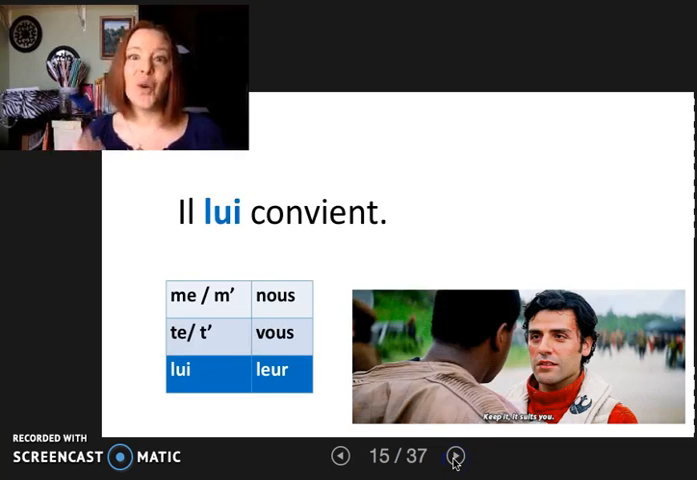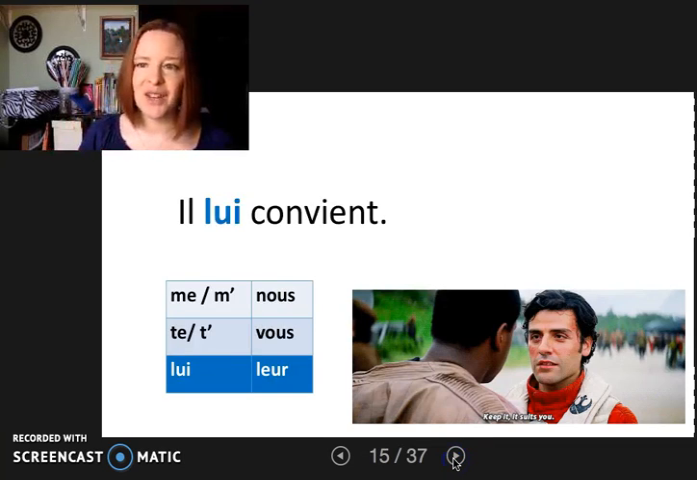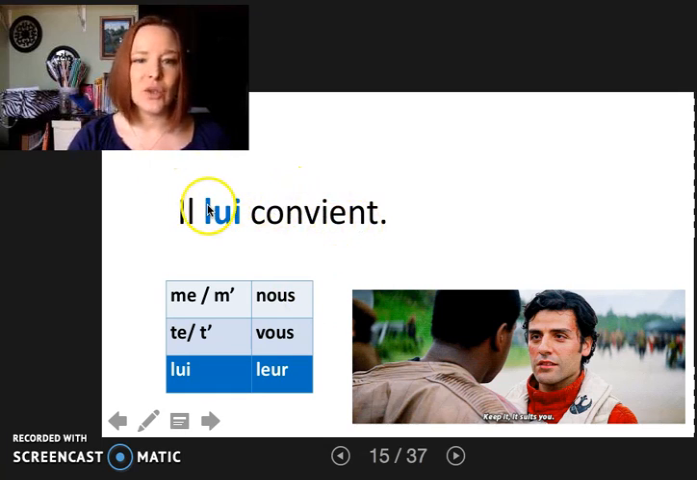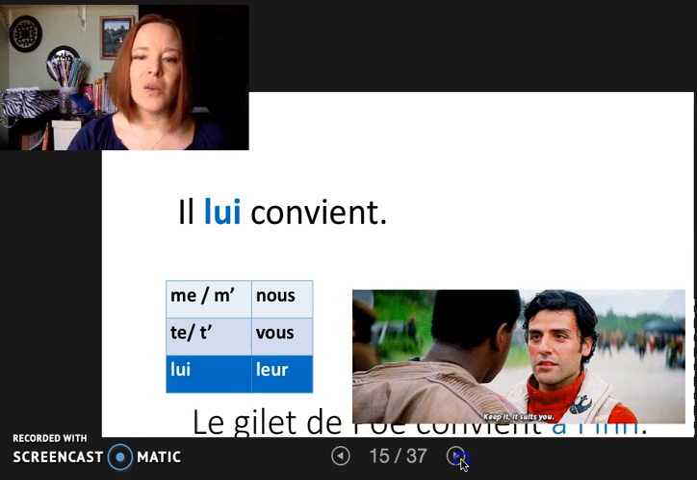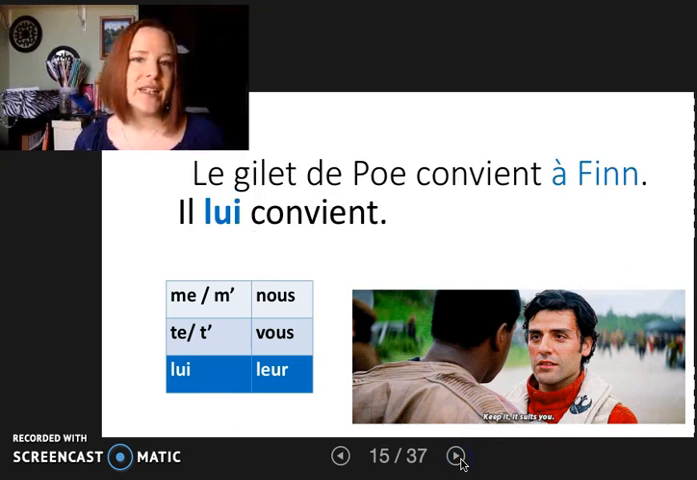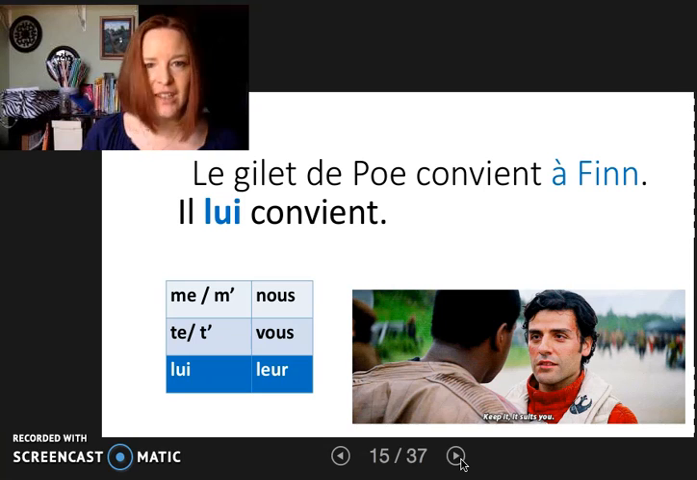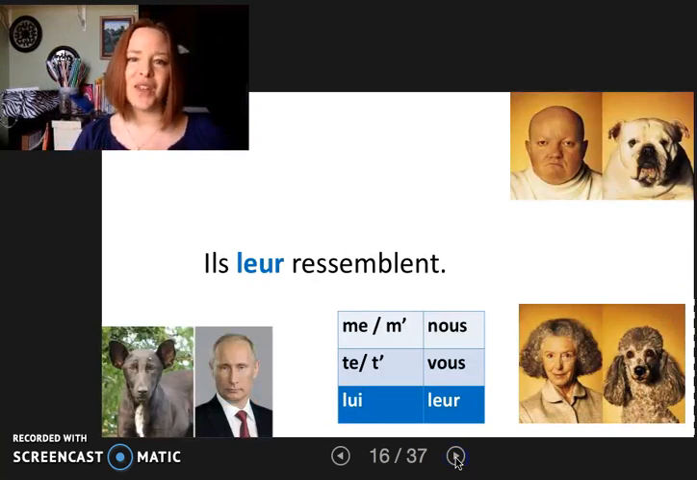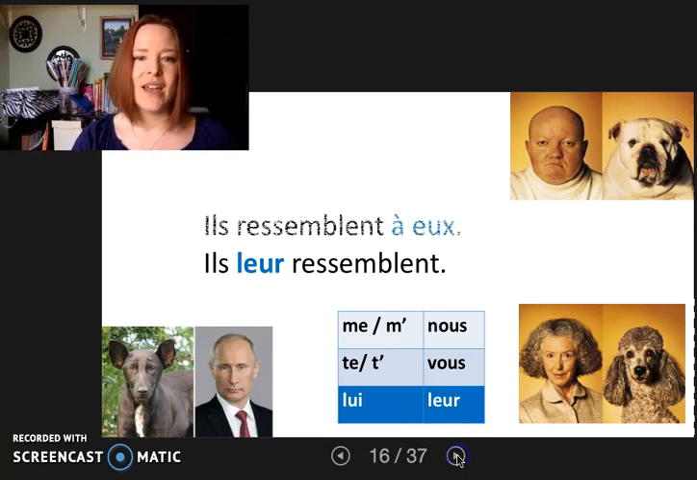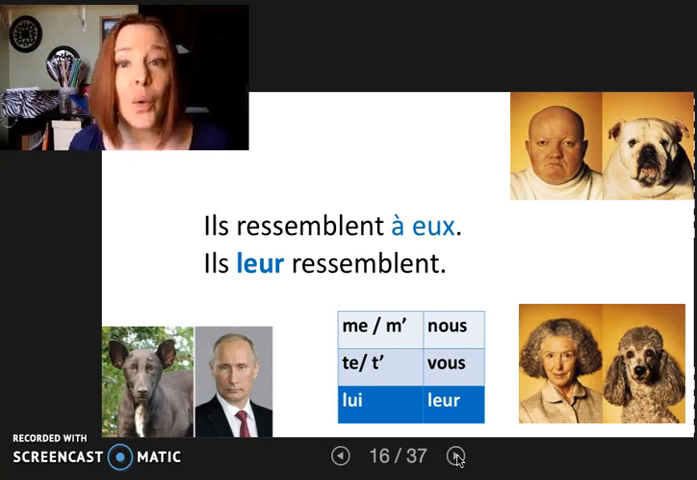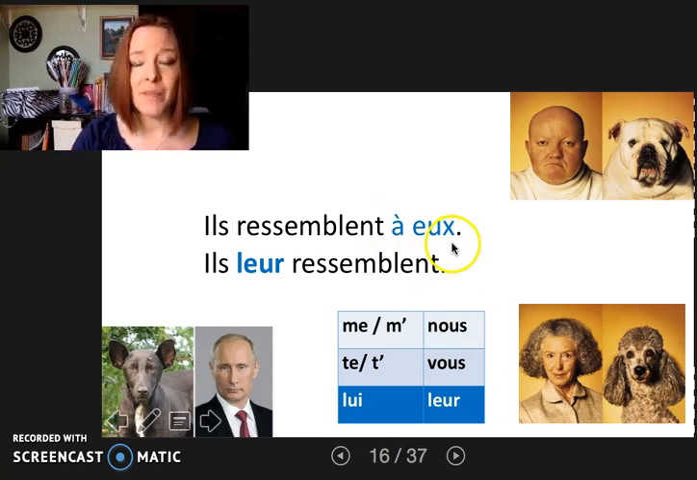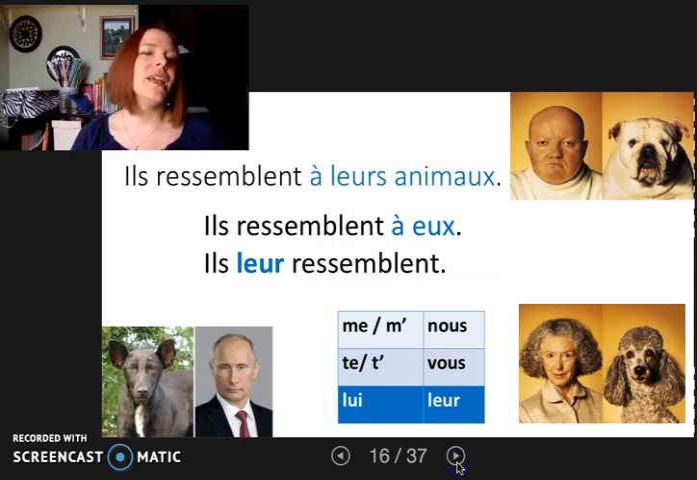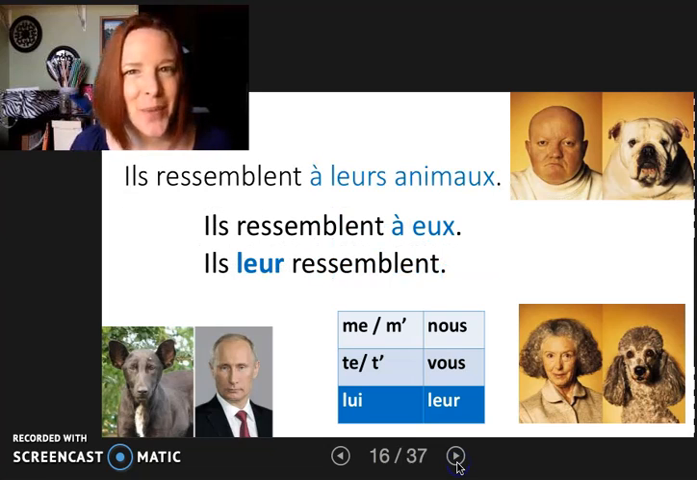Okay, so convient is really one where I see my students getting confused because it means suits. If I see il lui convient, it's suiting to him. Oh, we're talking about le gilet de Paul convient à Finn. It's the jacket of Paul is fitting for Finn. If we say il leur ressemble, oh, we could break that down into il ressemble à eux. They resemble them. Ah, il ressemble à leurs animaux.